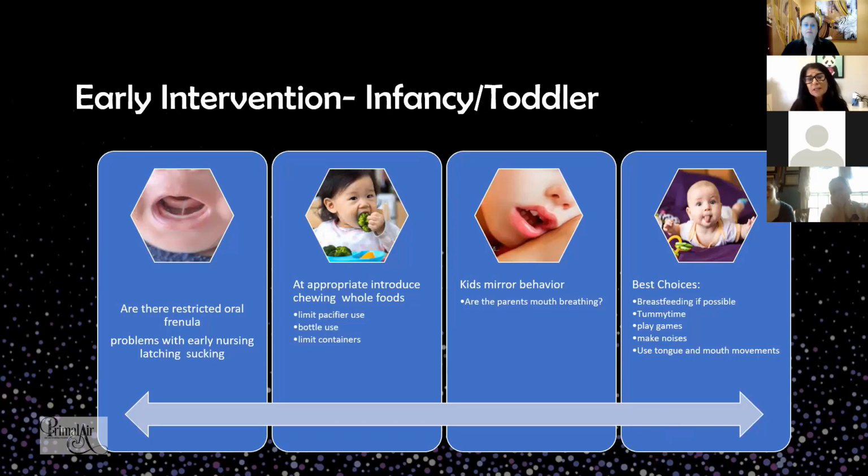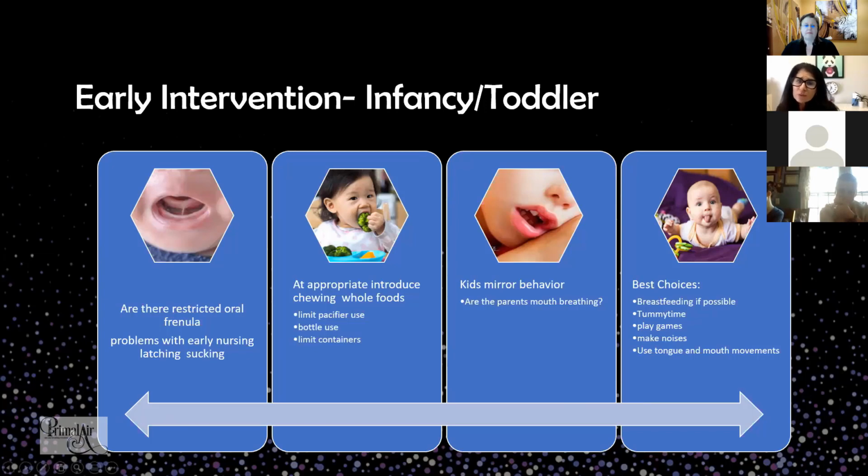The next thing would be to introduce whole foods, limit pacifier use and bottle use, and limit those containers, having the baby sit in the containers all day long. Kids mirror their parents, and a lot of this is genetic. If the mother or father has a tongue tie, the child usually does. They say sometimes, oh, I got the big teeth from my dad and the small teeth from my mom. It's all because the tongue is not able to get to the palate to help expand the palate for whatever reason.